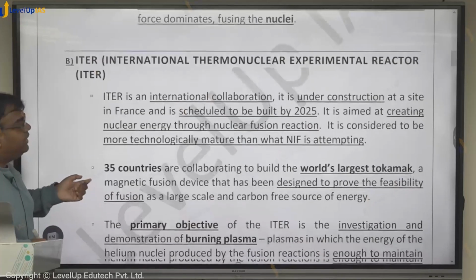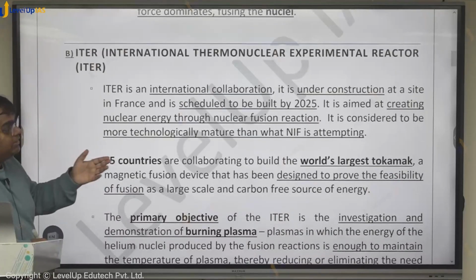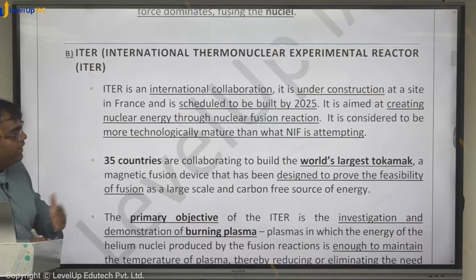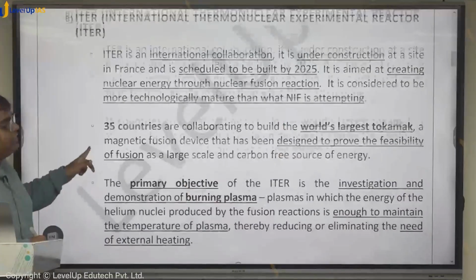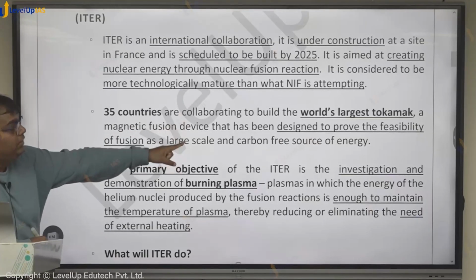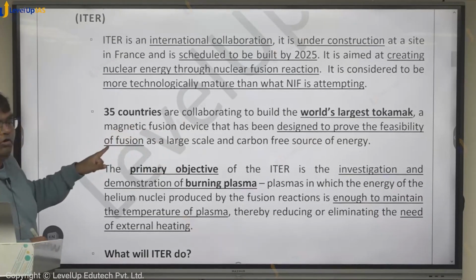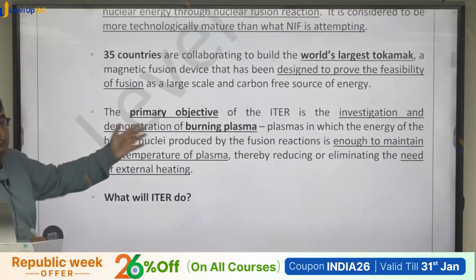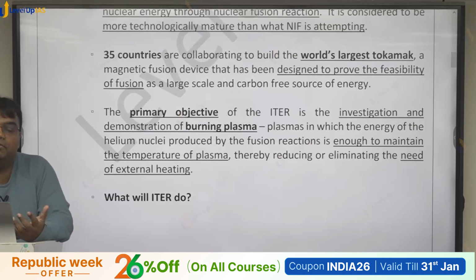Okay. So ITER is an international collaboration. It is under construction at a site in France and is scheduled to be built by 2025. Aim क्या है? Aim है एक fusion reactor बनाना. 35 countries are collaborating to build world's largest tokamak, a magnetic fusion device that has been designed to prove the feasibility of fusion. Primary objective क्या है? Producing a burning plasma. Now burning plasma का मतलब क्या होता है?